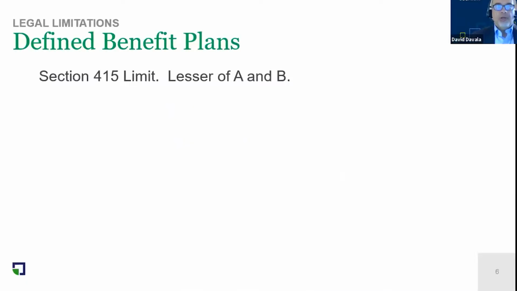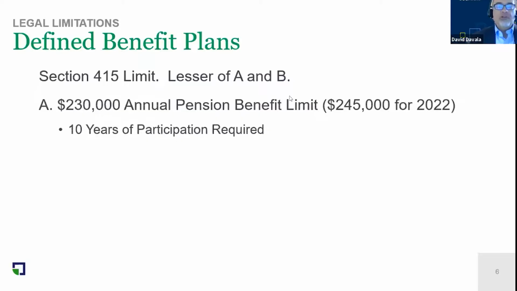Defined benefit plan limits. There are limits on how much a participant can receive from a DB plan. In the 401k, there are limits on how much can be put in. On a defined benefit, it's how much you can be paid out. And these are driven by Internal Revenue Code section 415. The 415 limit is the lesser of two limits. So you calculate each limit and take the lesser of the two.